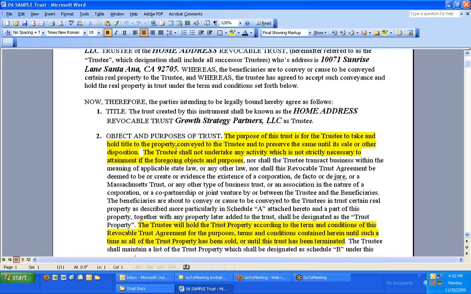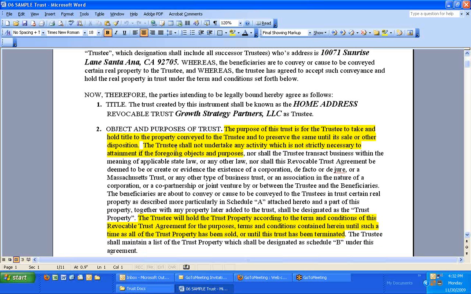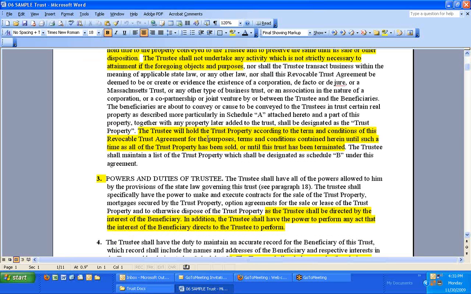The second item down here in the same paragraph is that the trustee will hold the trust property according to the terms and conditions of this revocable trust agreement for the purpose, terms, and conditions contained herein until such a time as all of the trust property has been sold or until the trust has been terminated. So we keep it all together until that point.